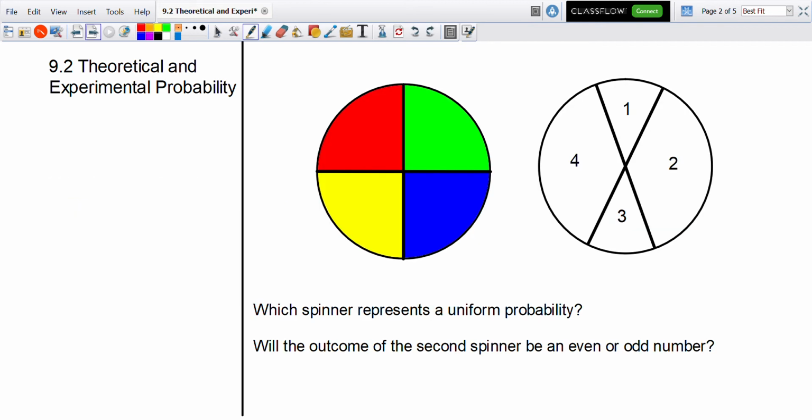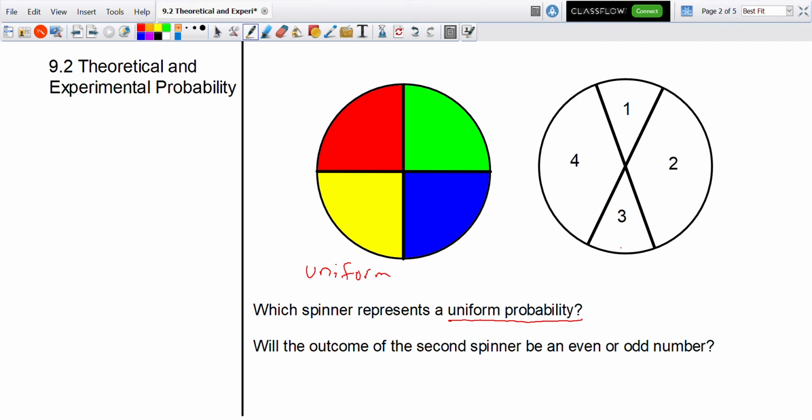So look at these two spinners here. Which of these two spinners has a uniform probability, where each outcome has an equal chance of happening? Okay, that would be this one. Right, we can see all the different spaces, the 4 different outcomes, have an equal chance of happening. Whereas this one over here on the right is not really equal, right? We could say that it's a higher chance to get a 2 or a 4 compared to a 1 or a 3, right? Just because the spaces are smaller. So the one on the left is uniform because they all have an equal chance of happening.